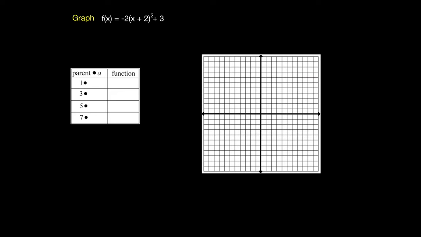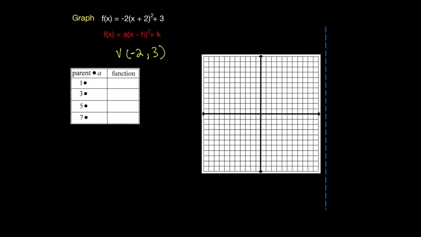To graph this quadratic function, I first need to determine the vertex. And recall that the vertex is determined by the h value and the k value. Also, keep in mind that h is going to be the opposite of the value that you see inside of these parentheses. This tells me that the vertex is going to be (-2, 3), since -2 is the opposite of +2, and then we're going to get 3.